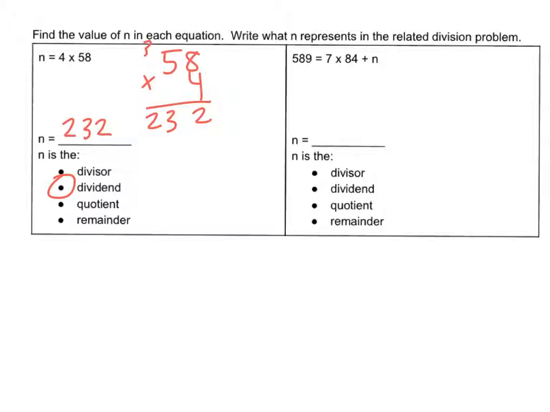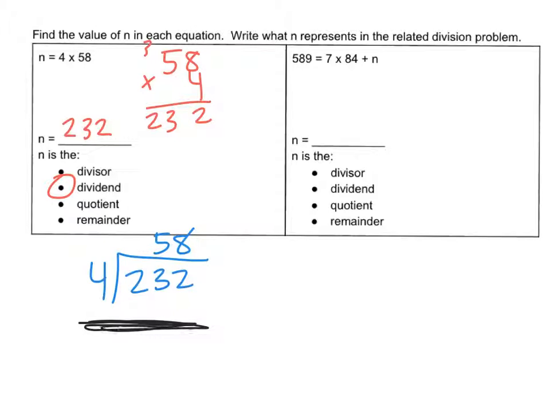On that first problem, n is all by its lonesome over here, so that's pretty simple to figure out. I'm just going to do 4 times 58, which ended up being 232. So n is 232, and that would be the dividend. The related division problem would look something like this, with that 232 being my dividend.